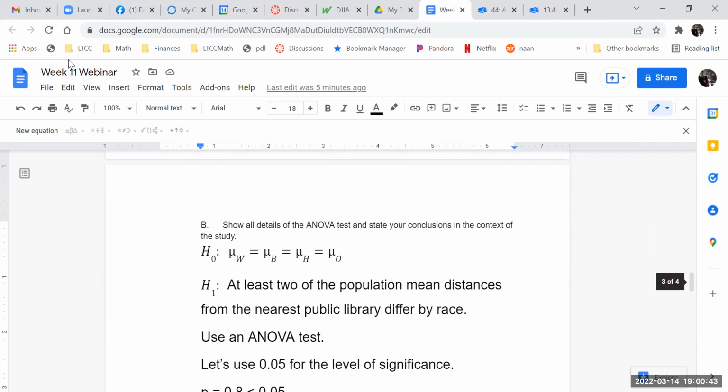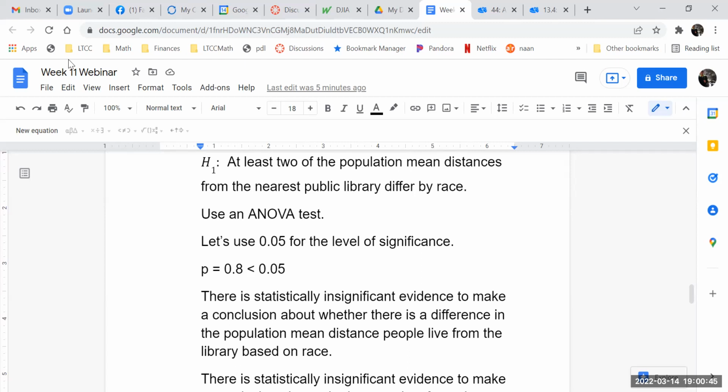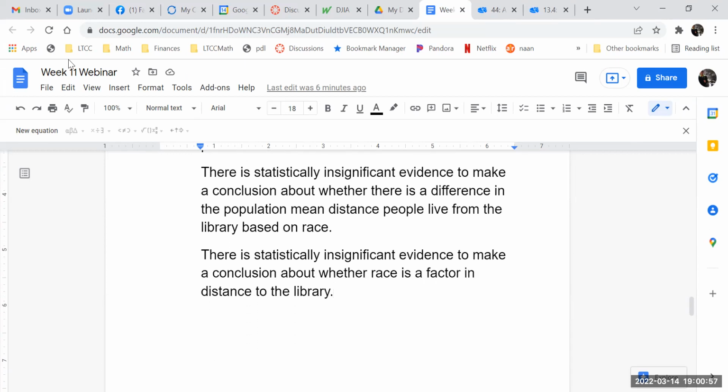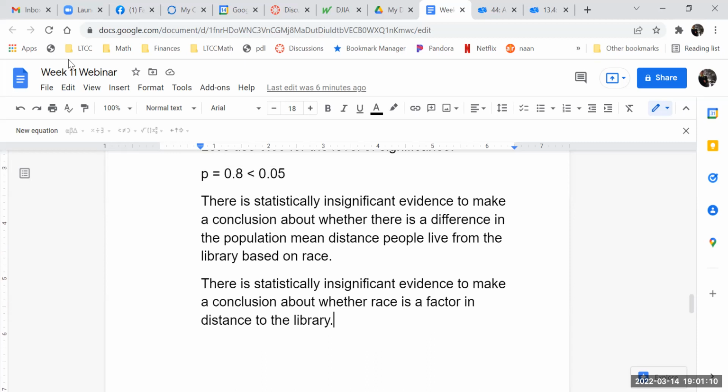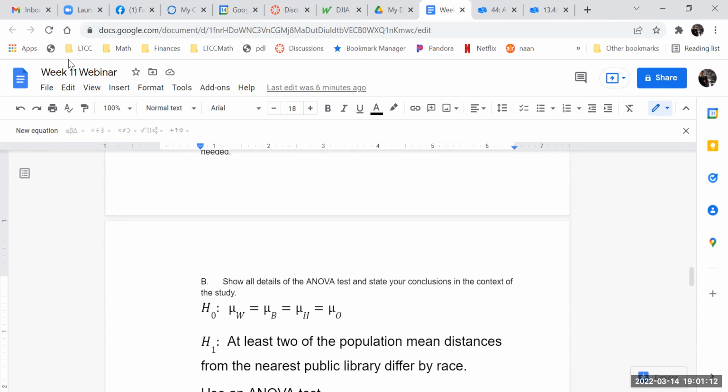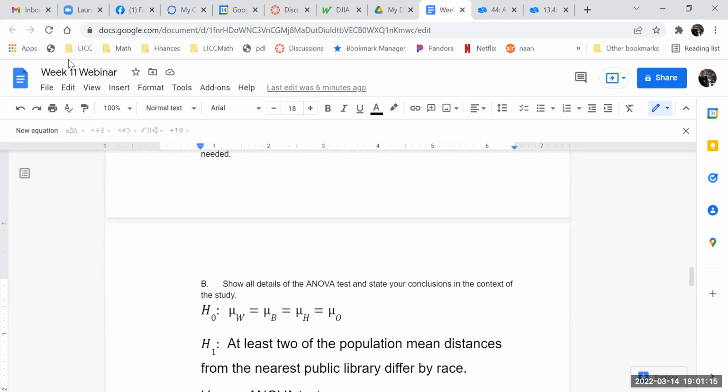Okay, so this is ANOVA. And again, the examples all look similar. They're not about race and distance from the library, but you're going to have categories and a quantitative survey question. You have to use ANOVA to decide whether at least two of the means are different from each other, or if one is a factor in the mean. So that's pretty much it in terms of the material in statistics for elementary stats.